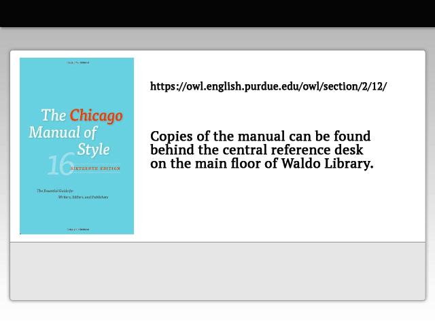This is the end of the Chicago Manual of Style Overview tutorial. For more information on citations, please view the Chicago Manual of Style 16th edition, which is located behind the central reference desk on the main floor of Waldo Library. Additional useful resources consist of the WMU Citing Sources Guide, the Purdue Online Writing Lab, and the WMU Writing Center.